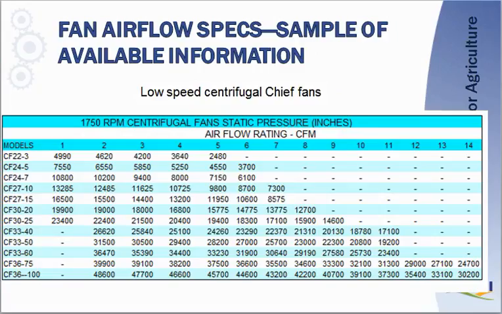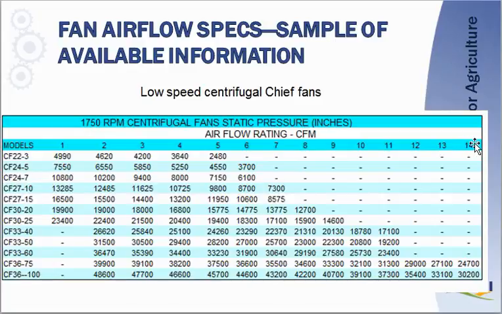So the reason static pressure is important is because the amount of air coming out of your fan depends on the static pressure that it's pushing against. This is an example of the specifications for one manufacturer's fan. These are actually cheap fans. And this is one type of fan, a low-speed centrifugal fan. So how you read this chart is, over here you have the models of the fan. This just represents Chief fan, 22-inch diameter, -3, and this -3 is the horsepower of the fan. These numbers across here, 1 through 14, are the static pressure.